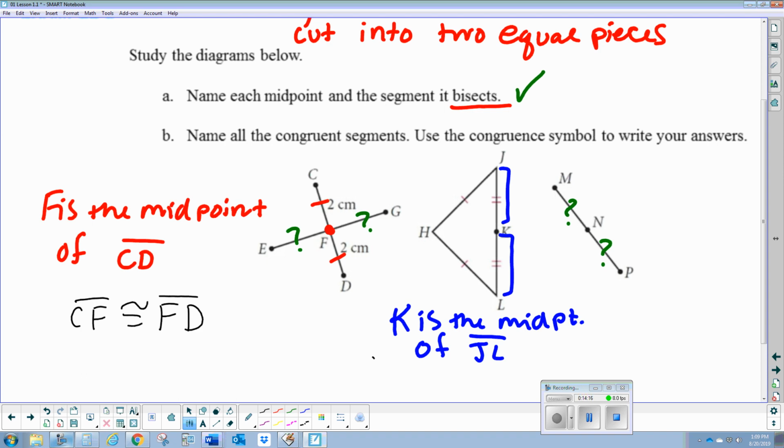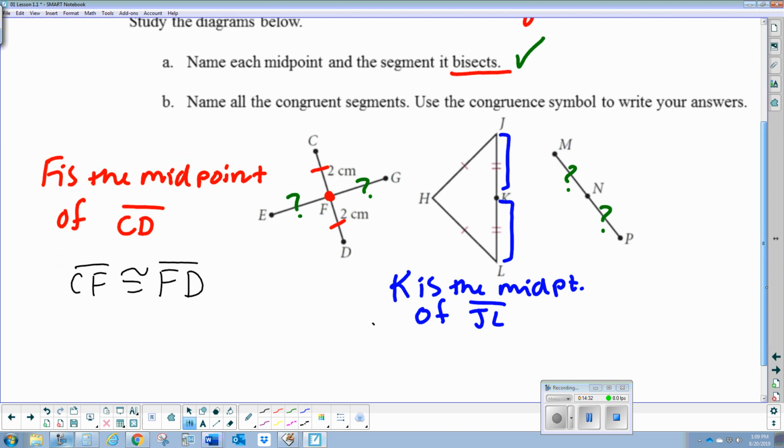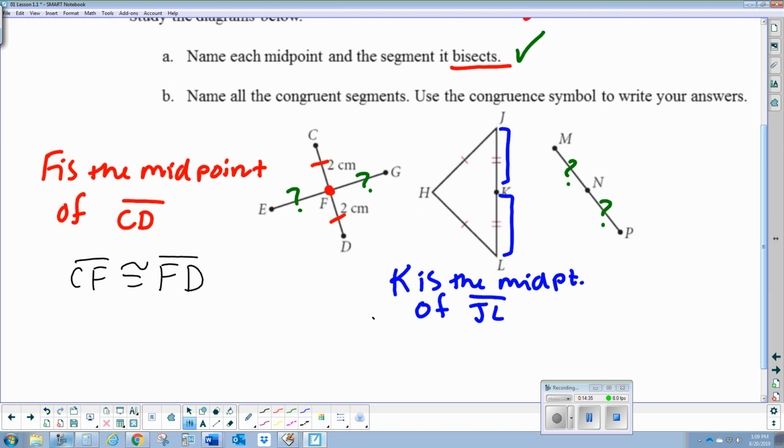And it doesn't matter if you say CF or FC, it's the same thing. Both are endpoints of the segment. So we know that CF is exactly the same length as FD. So those two segments are congruent. We do not know anything about the length of EG or EF or FG, so we cannot draw any congruence conclusions from that diagram with those specific points.